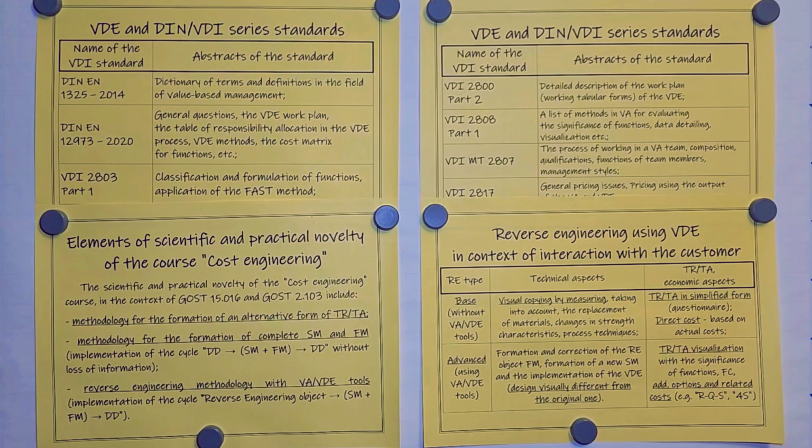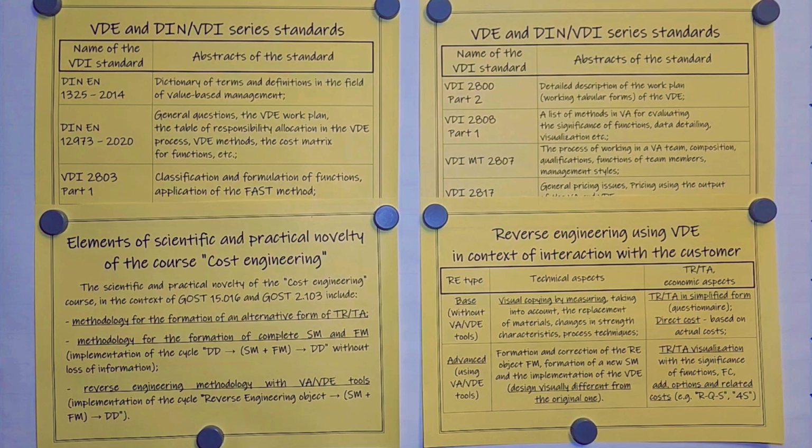The features of the standard include the consideration of this assessment of significance in the context of the work plan in accordance with the DIN 12973 standard, the availability of the list of methods for assessing significance, indicating the required level of detail of data, intensity of effort and teams as well, and the section related to the visualization of the results obtained.